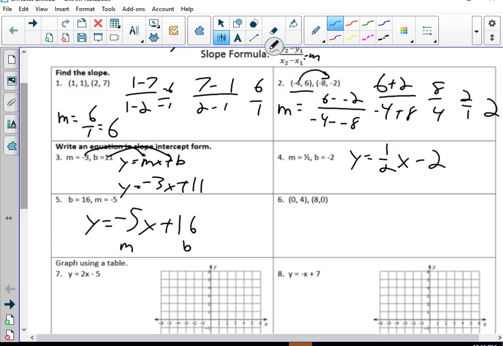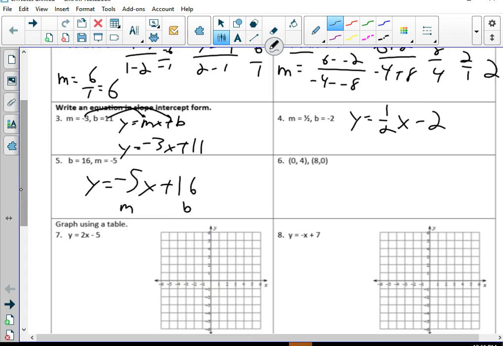Now, number 6 is a little bit different because you don't have either one of those. You don't have the slope or the y-intercept. So first thing we need to do is find the slope. So we need to get a slope. M equals, I'm going to go this way again, 4 minus 0 over 0 minus 8.